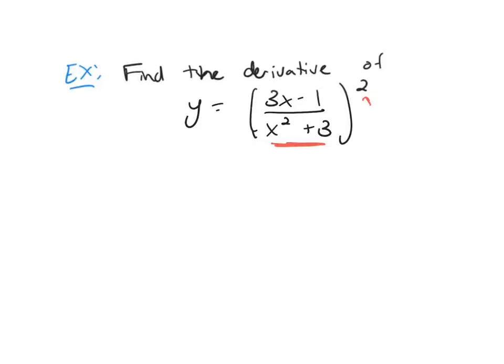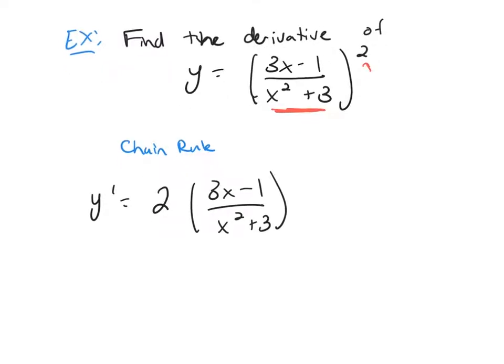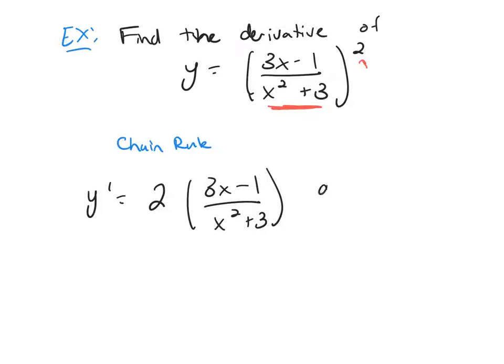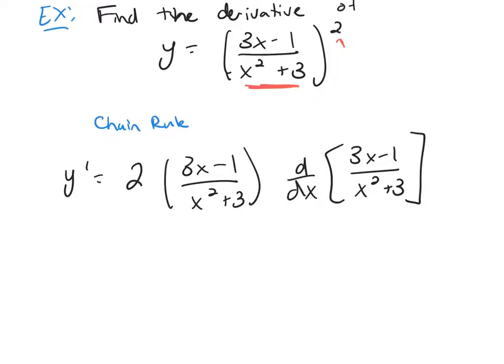So we're going to start by using the chain rule. So y prime, do the power rule first, 2 times (3x minus 1 over x squared plus 3). And the power reduces down to a 1, times the derivative of the inside, 3x minus 1 over x squared plus 3. And so now we're taking the derivative of a quotient, so I'm going to need to use the quotient rule.